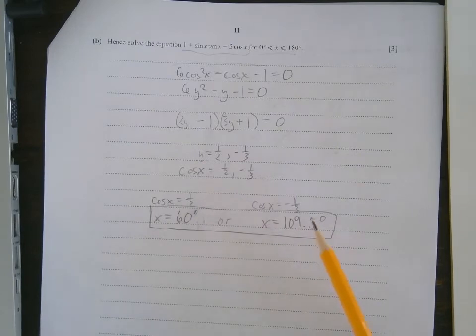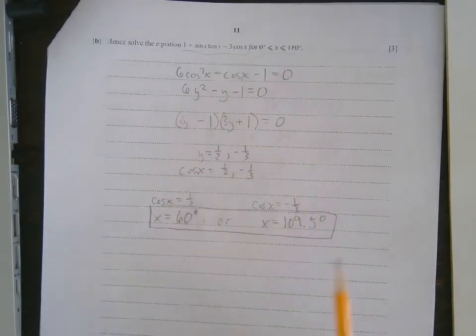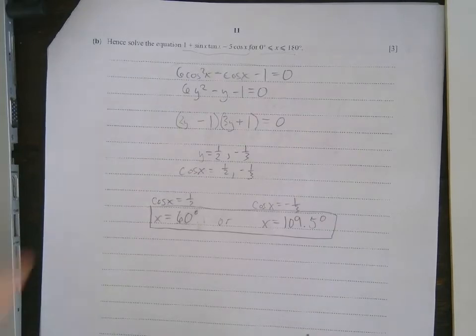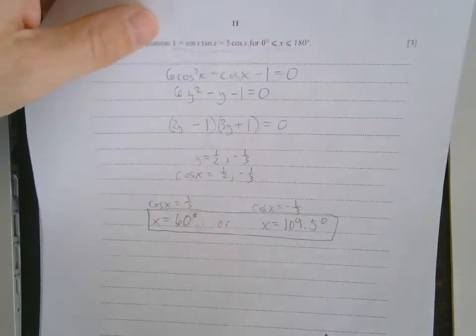For the negative, when cosine equals negative 1/3, that happens at 109.5. Again, I need to do 360 minus that, but when I do that, it's going to be bigger than 180, so it's going to be outside the domain. So that's the two answers that I get for that trig problem.